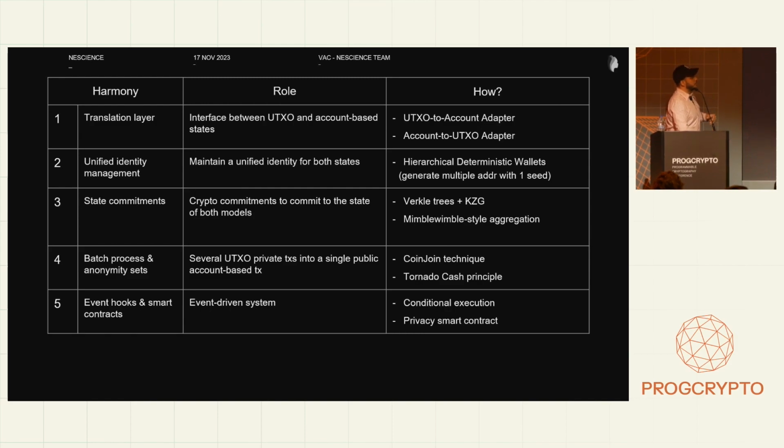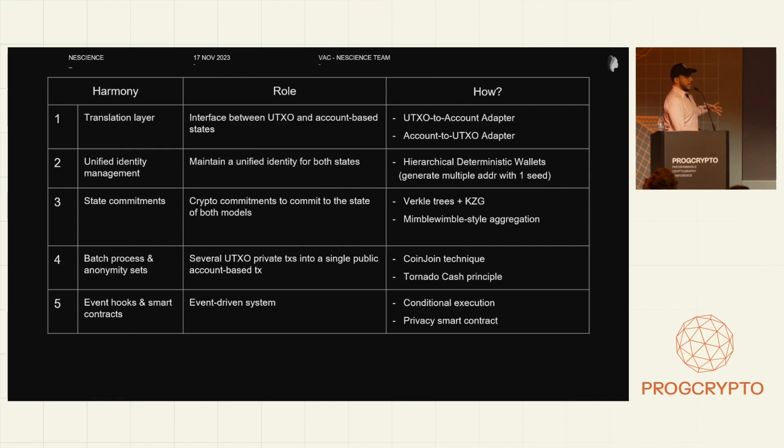UTXO executions. And regarding an account to UTXO adapter, when someone wants to send a private transaction, he can just convert some of his balance into UTXO and then send private transactions. We would also like to look at a unified identity for both states. This can be done through deterministic wallets, meaning that a user can generate multiple addresses for both private states and public states using one seed.